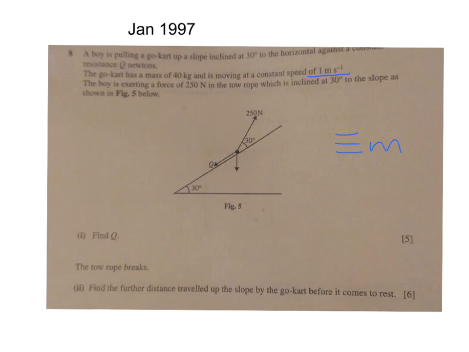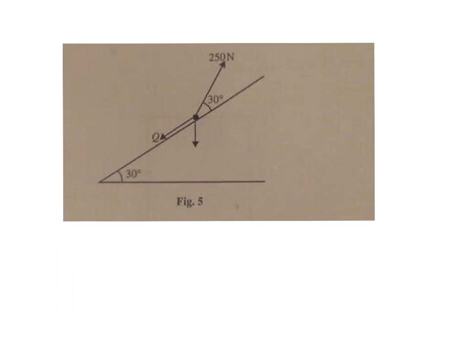So the first thing I'm going to do is resolve my forces and draw a force diagram. They've started the force diagram for us in the question, and I'm going to add the weight of the cart, and that gives me 40g acting down. There has to be a reaction force, and that's perpendicular to the slope. Once I have this diagram drawn, I'm going to redraw it, but this time I'm going to resolve the forces along the slope and perpendicular to the slope.